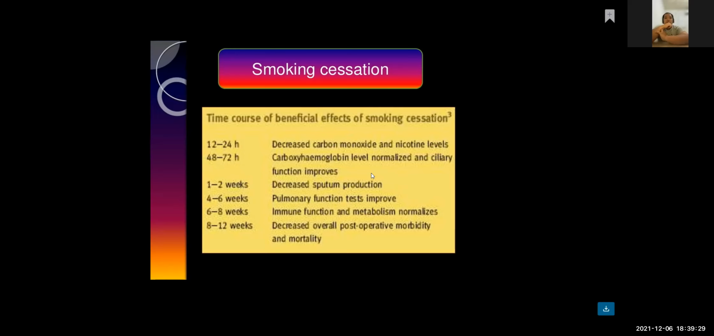12 hours to 1 day: decreased carbon monoxide and nicotine levels. 48 to 72 hours: carboxyhemoglobin level normalizes and ciliary function improves. 1 to 2 weeks: decreased phlegm production. 4 to 6 weeks: pulmonary function tests improve. 6 to 8 weeks: immune function and metabolism normalize. 8 to 12 weeks: decreased overall post-operative morbidity and mortality.